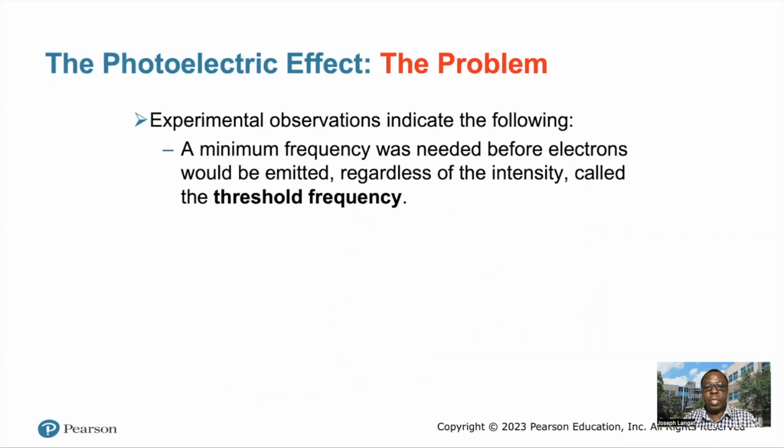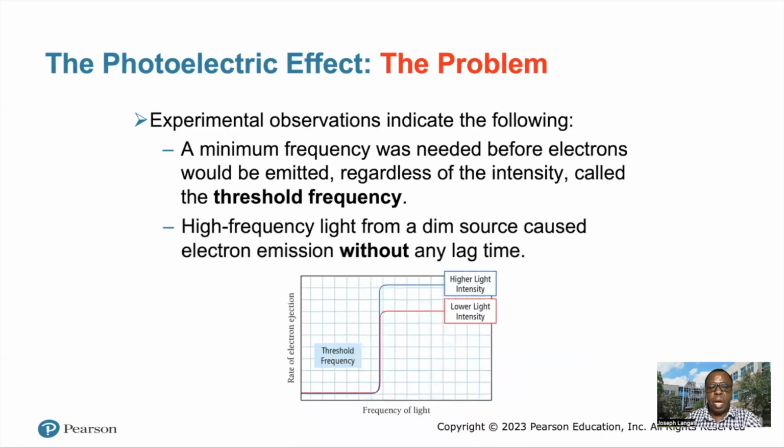Experimental observation at that time indicated the following. It has to do with the minimum frequency needed, not the amplitude or the intensity. There is a threshold frequency where electrons will be ejected regardless of the intensity. We call this threshold frequency the minimum frequency required for electrons to be ejected from the surface.